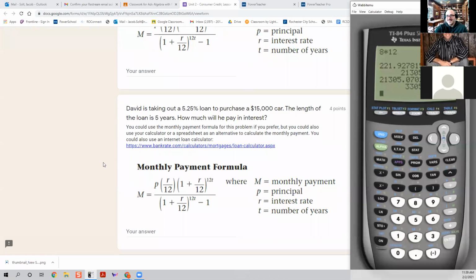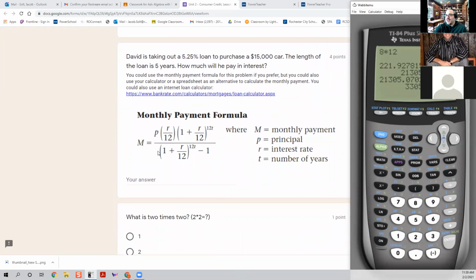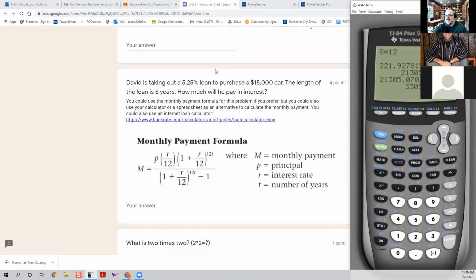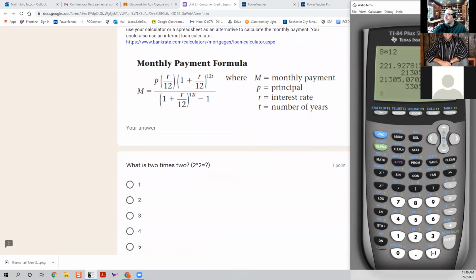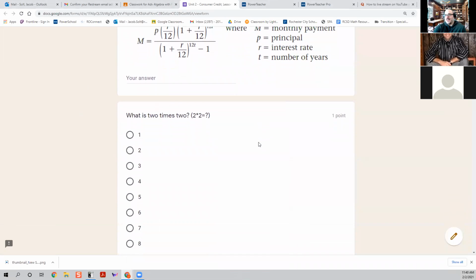I got this. It's not that hard. Okay. So I'm going to let you guys take on David's situation. But before we leave for the end of the day here, I want to do a quick little review on some properties of mathematics.